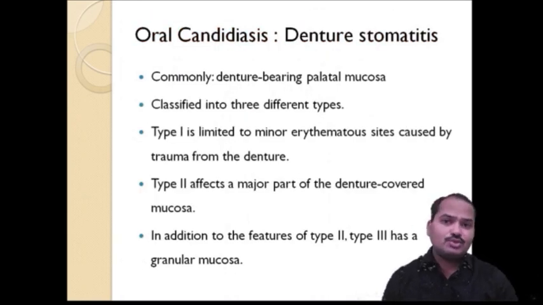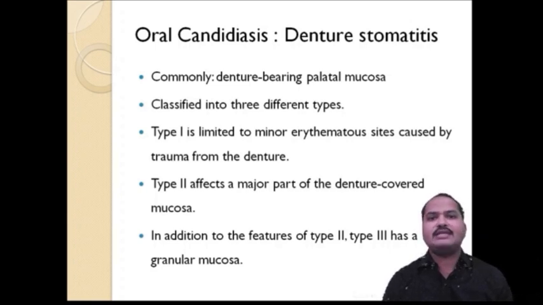Then we come to candida associated lesions, meaning where there is a lesion due to some other thing and the candida has grown in that. The first one and the commonest is the denture stomatitis. It is mainly seen in the denture bearing area and is classified into three types. Type 1 is limited to minor erythematous sites caused by trauma from the denture. Type 2 is the major part of the denture which is covered by the mucosa. And type 3 has the type 2 features along with a granular appearance of the mucosa.